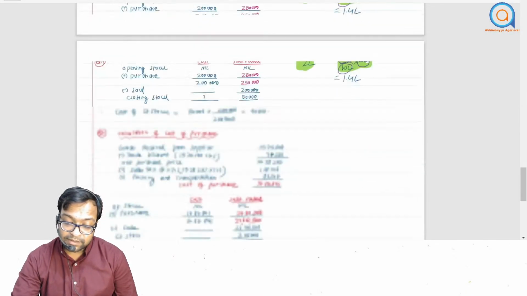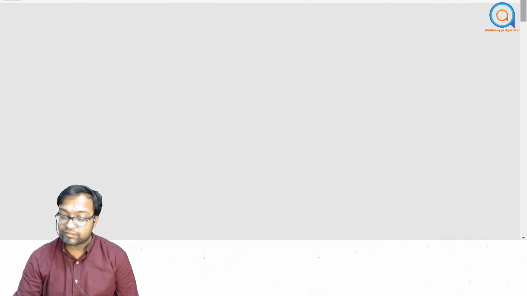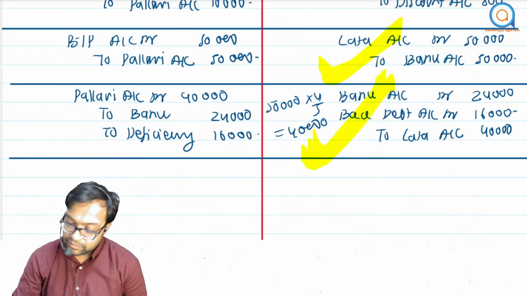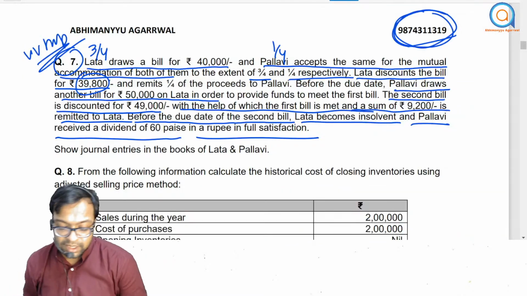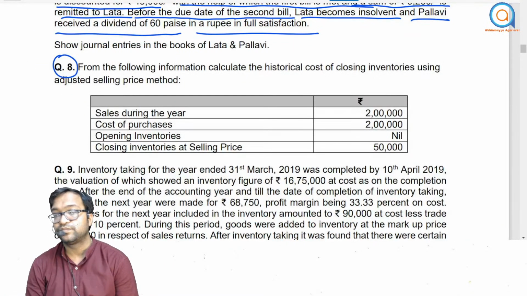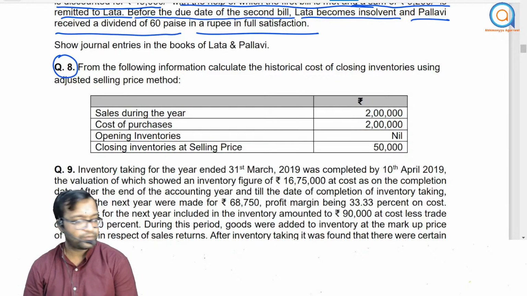Adjusted selling price method. I think we should do one sum now. Let's do one sum first, then we will do other points also. Question number 8. If you have this handout with you, very good. If you don't have this, just give me a WhatsApp on my number. I'll send you.